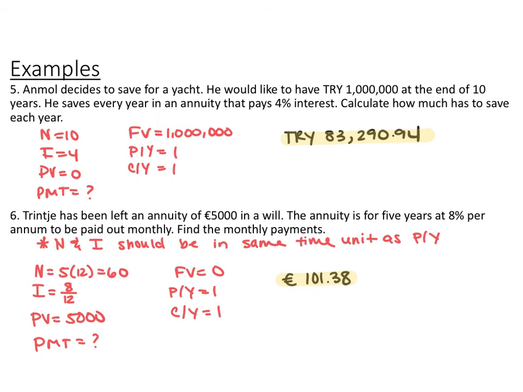So the key part is whatever time period your payments are in, you want everything else to match the same time period. So N should be how many of those months or years or whatever the time period is. The interest rate should be in whatever that time period is. So just keep that in mind when you're doing these.